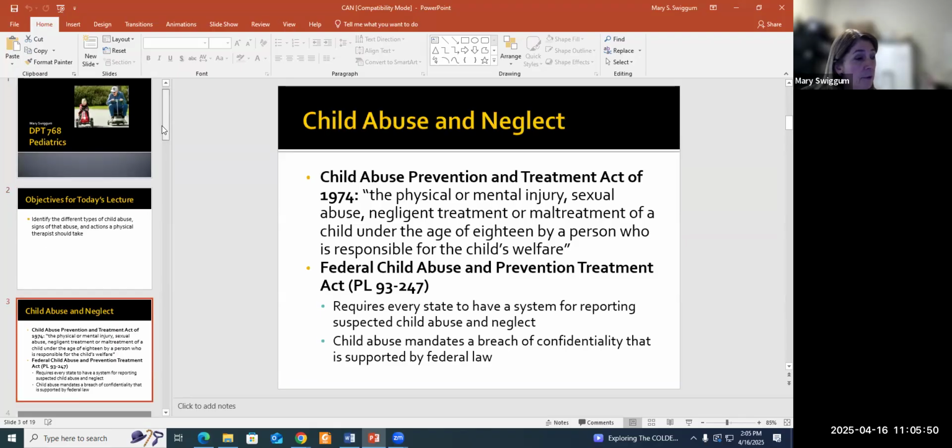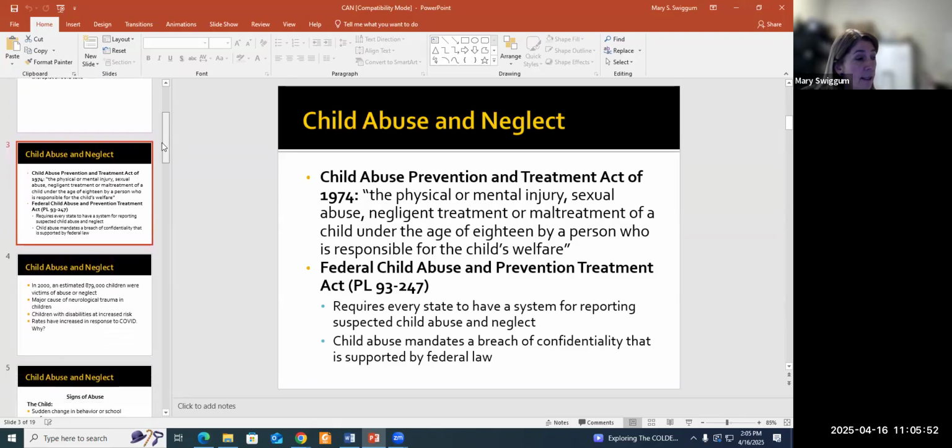The Child Abuse Prevention and Treatment Act of 1974 stated that the physical or mental injury, sexual abuse, negligent treatment, or maltreatment of a child under the age of 18 by a person who is responsible for the child's welfare is considered child abuse and should be reported. The Federal Child Abuse Prevention and Treatment Act, or Public Law 93-247, requires that every state have a system for reporting suspected child abuse and neglect.